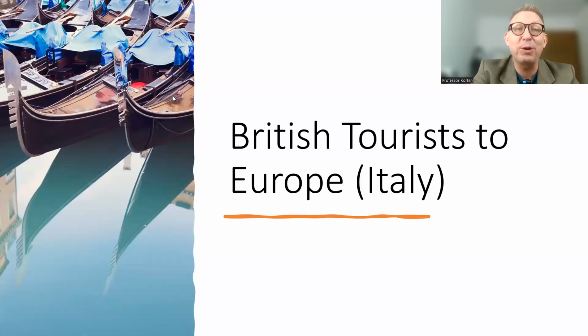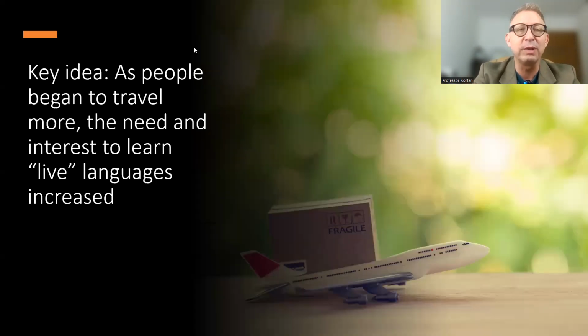Now, that's the first part of the answer. The question was, how did the English language teaching profession grow? It grew with the expansion of the British Empire, who then built schools. The second way it grew was with British tourists going to Italy. And so we're going to talk about that.